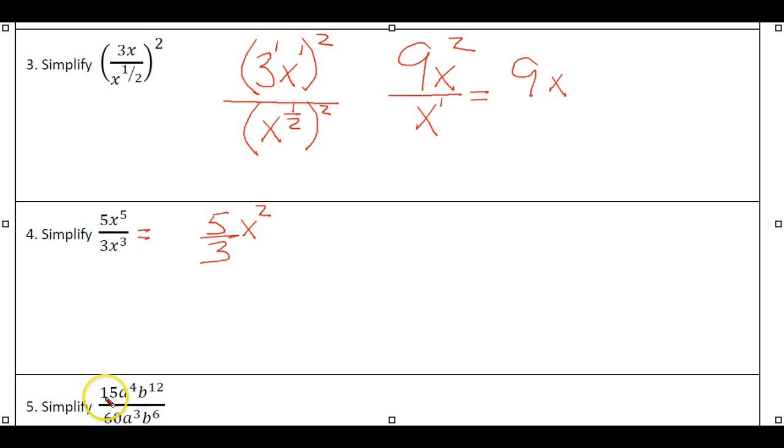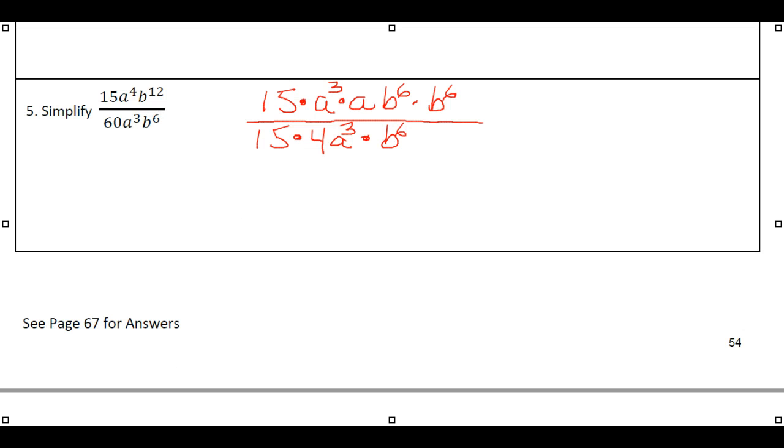And I think there's room to see this one here as well, but let's write it bigger. And the normal way to do these, of course, is you just take 15 goes into there once, 15 goes into there 4 times, but we can do it this way too. 15 will cancel with 15, and you're left with a 4. And then a to the 4th is a to the 3rd times a to the 1st. And then on the bottom we have a to the 3rd, so this is a 1.